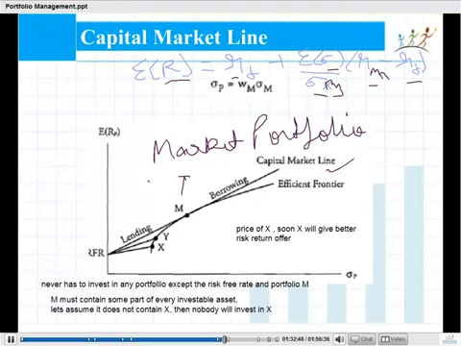It is a special capital allocation line which passes through the tangency portfolio. The tangency portfolio is also called the market portfolio. It must contain some part of every investable asset in the world.